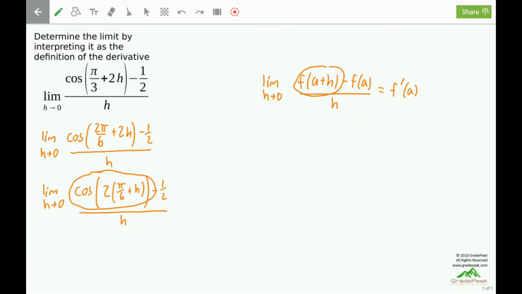To find f of x, we take out the a plus h and we replace it with an x. The a plus h is the pi over 6 plus h. We take it out here and replace that with an x. There's our function, and it will be the cosine of 2x. We don't include this minus 1/2. That's f of a. So we will have the cosine of 2x to be our f of x here.